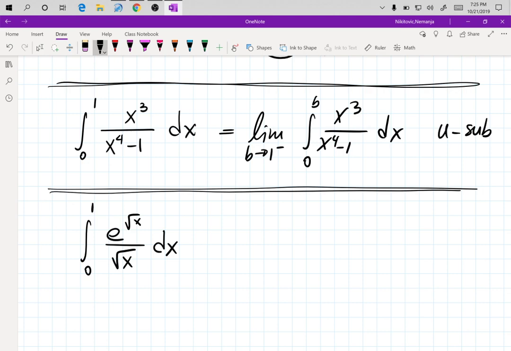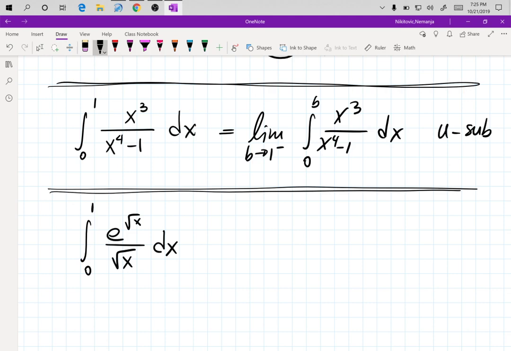What do we do here? Do we have an issue in this problem? Is it a Calc 1 or Calc 2? Which one is the problem? 0 is the problem. Good. So limit as a goes to 0 plus, because it's from the right, integral a to 1 of e to the root x divided by root x dx.